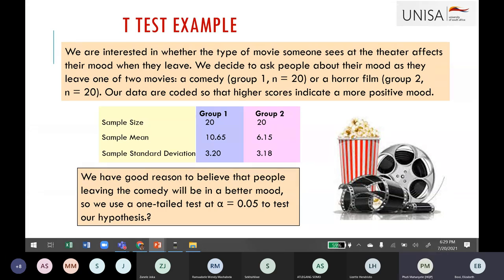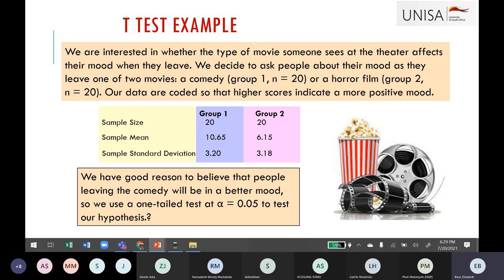Okay, thank you. So we are told that a higher score indicates a more positive mood, and we are given some sample statistics. They gave us the sample size, the sample mean for group one and group two, and the sample standard deviation for group one and group two.